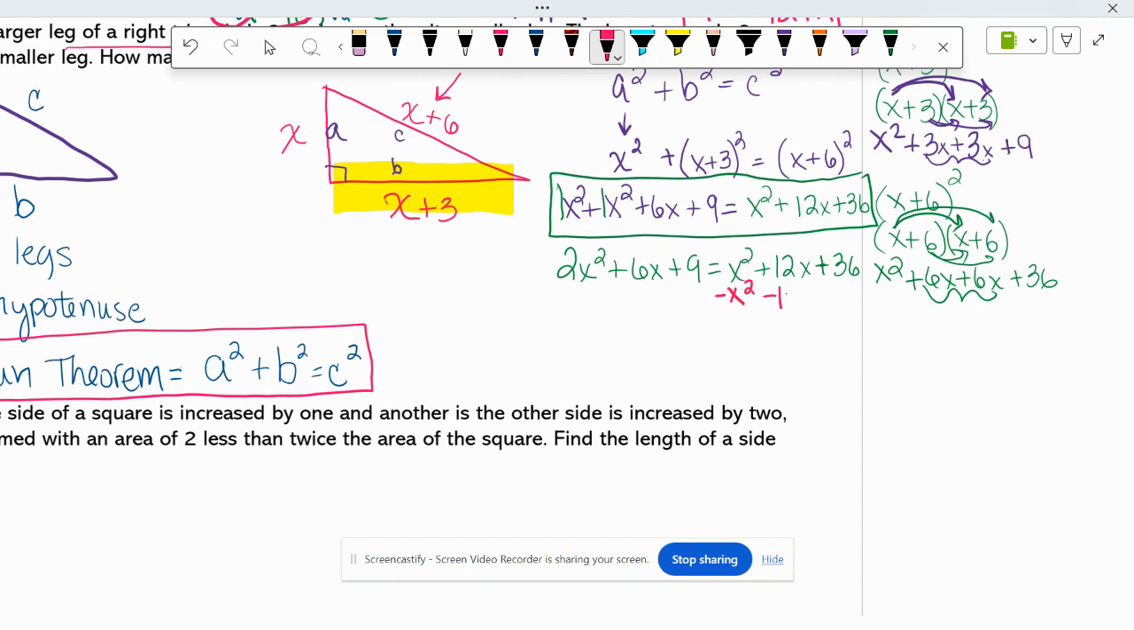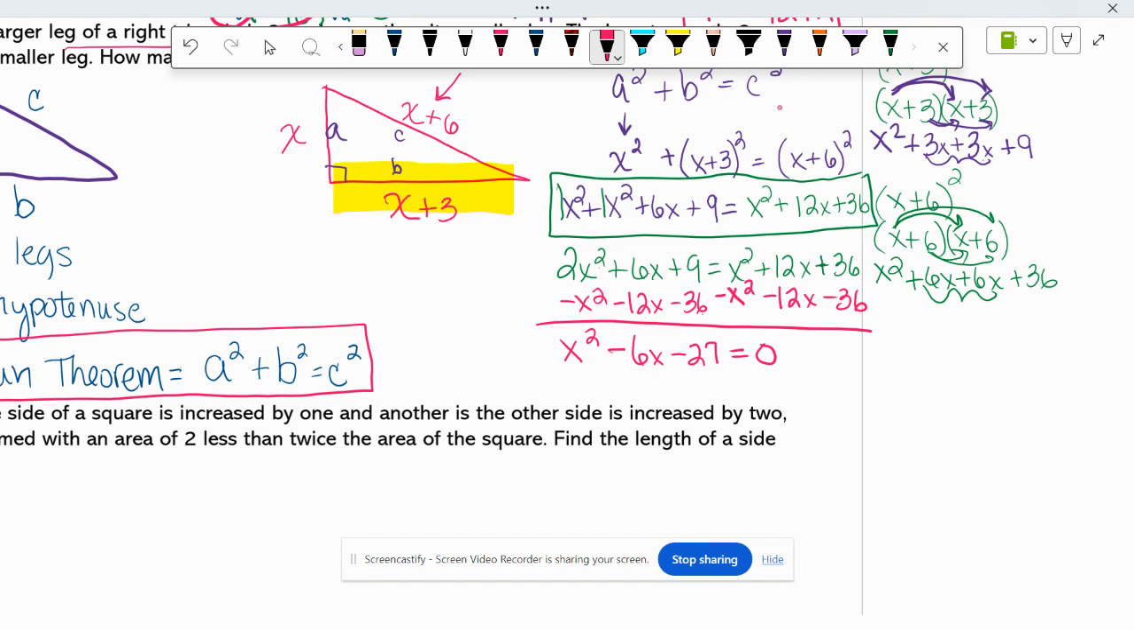X squared minus 12X minus 36. You're doing that on both sides. Minus X squared minus 12X minus 36. 2X squared minus 1X squared is just X squared. 6 minus 12 is negative 6, so I have negative 6x. And 9 minus 36 is negative 27 equals 0.